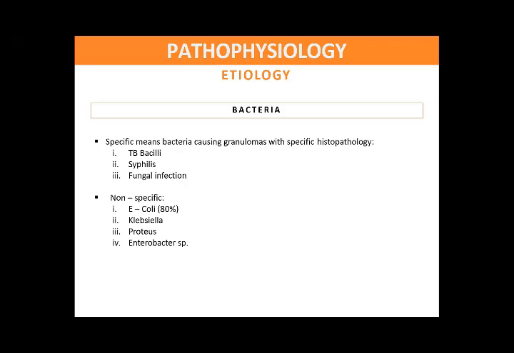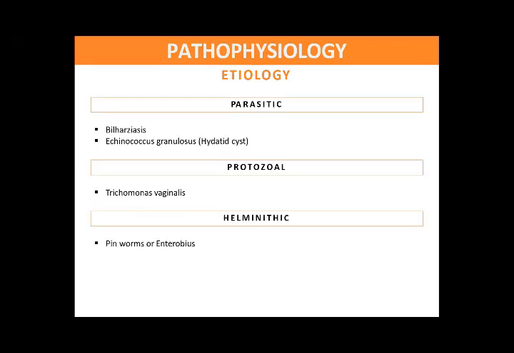And non-specific E. coli, these are the commonest bacteria, which are gram-negative bacteria. They are found in the urinary tract causing UTI. And Klebsiella, Proteus, and Enterobacter especially are the common bacteria. If we look at parasitic infection, yeast and Echinococcus granulosus can be a source of infection. And protozoal, especially Trichomonas vaginalis, is common in females, causing vaginal discharge and causing UTI. Helminthic infection, pinworms or Enterobius, are other causes of UTI.